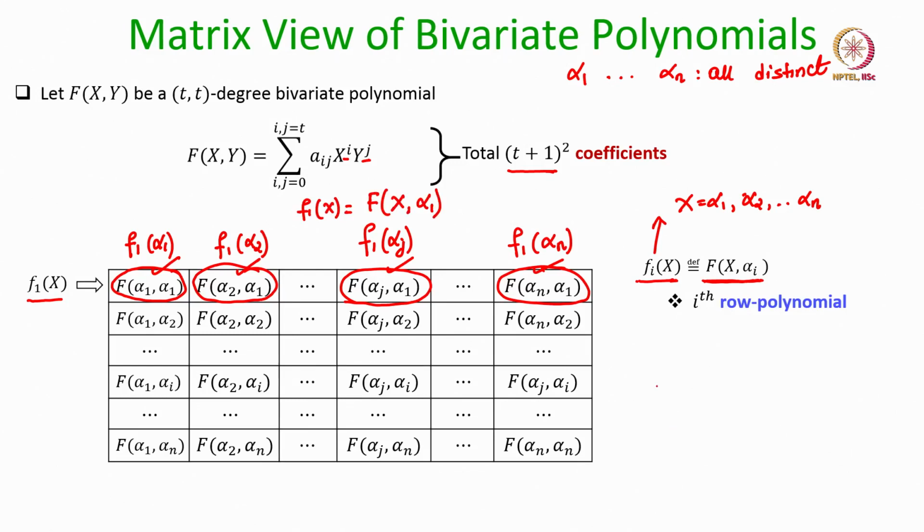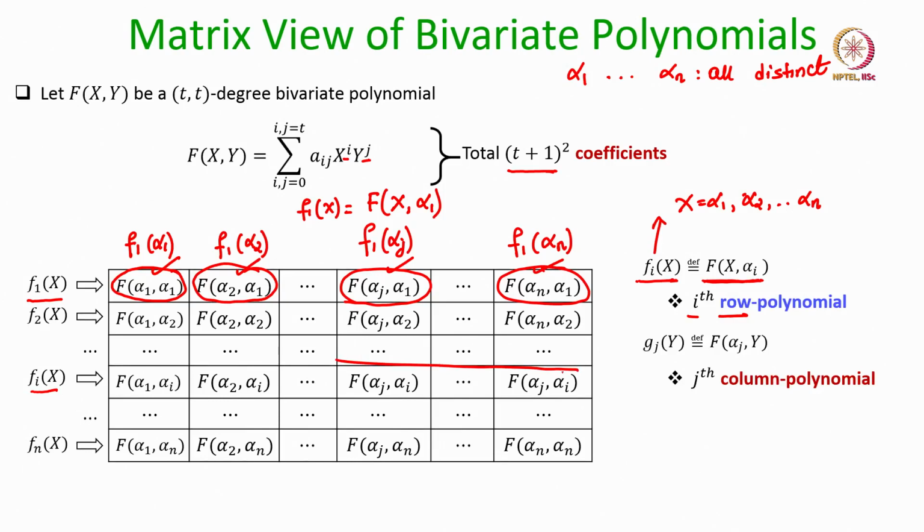And remember, as soon as I substitute the value of y, the bivariate polynomial collapses or reduces to a univariate polynomial of degree t in the x variable. So, I am calling the univariate polynomial which I obtain by substituting y equal to alpha i the ith row polynomial. The term row signifies that if I further evaluate that polynomial at x equal to alpha 1, alpha 2, ..., alpha n, then I will obtain the values which are there along the ith row of this matrix.